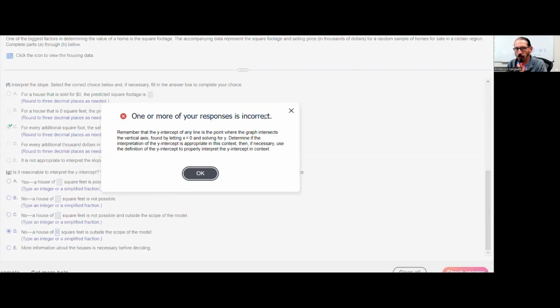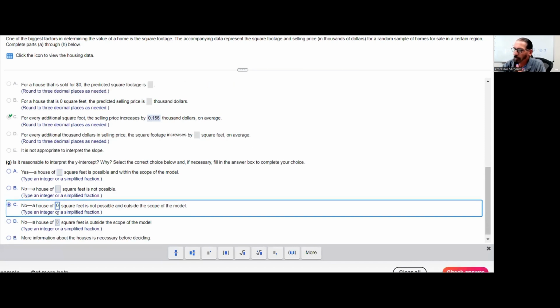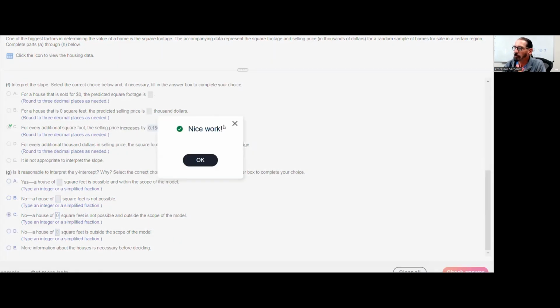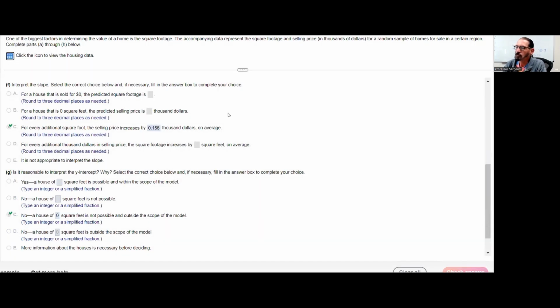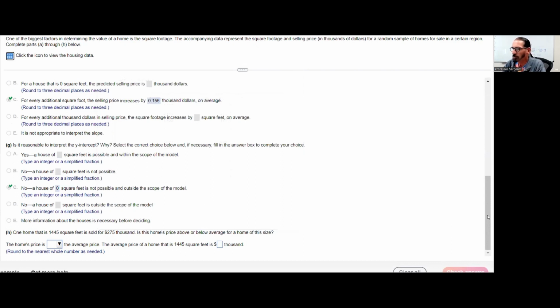So between the fact that it's outside of the scope of the model, that's an impossible house, and 0 would be out of the scope of the model. Look back here. Looking at the square footage, 0 is well outside of those values of x. All right, let's see what the next part is.